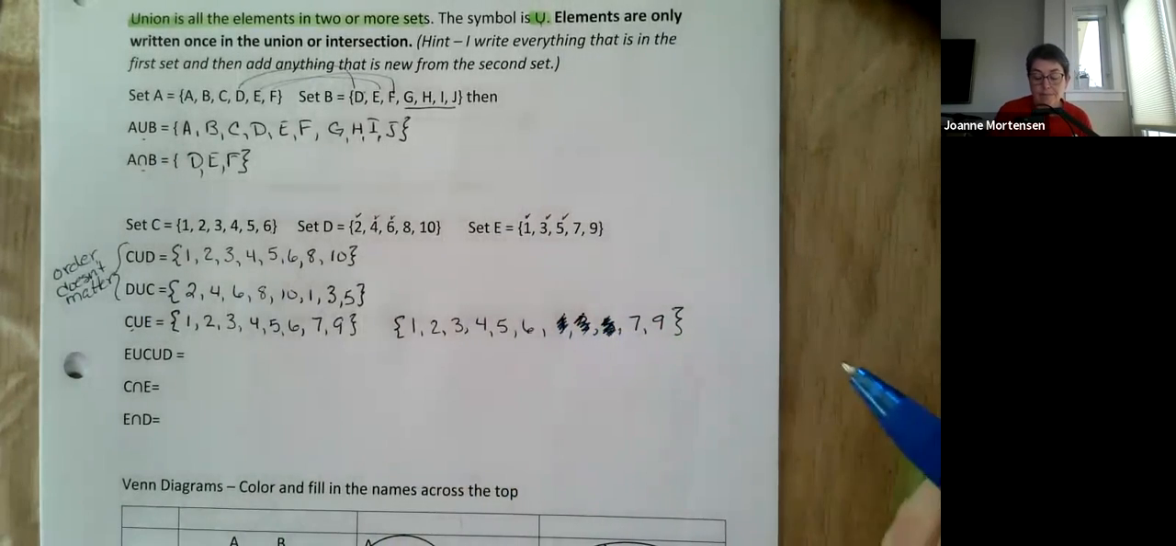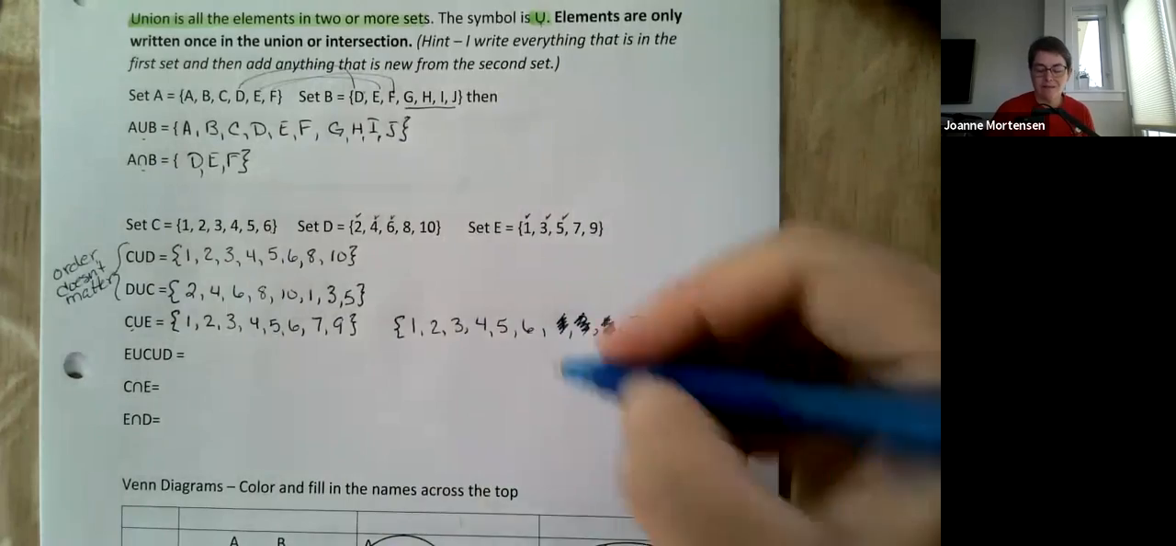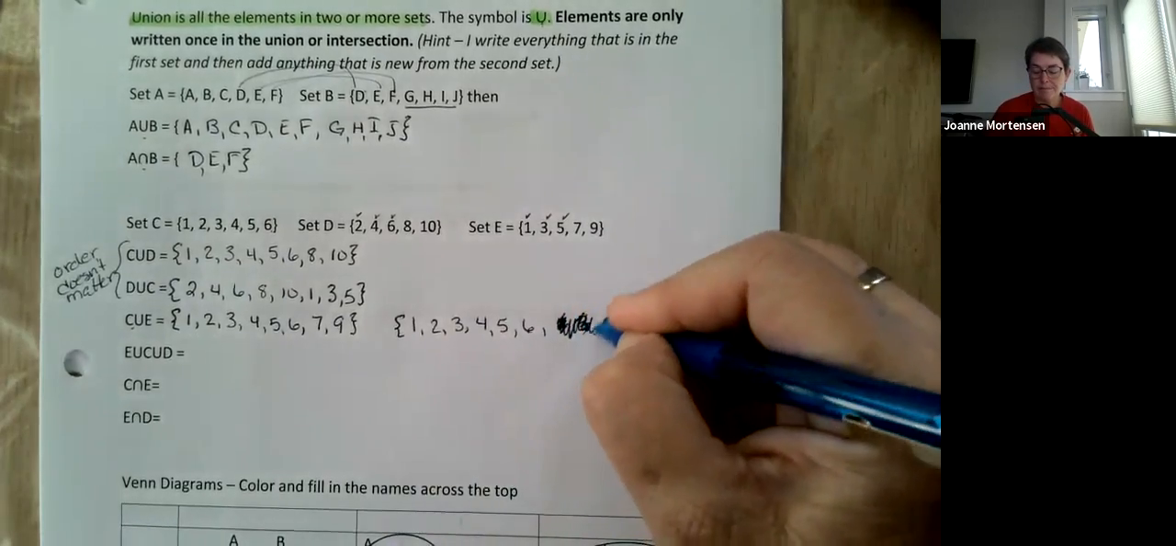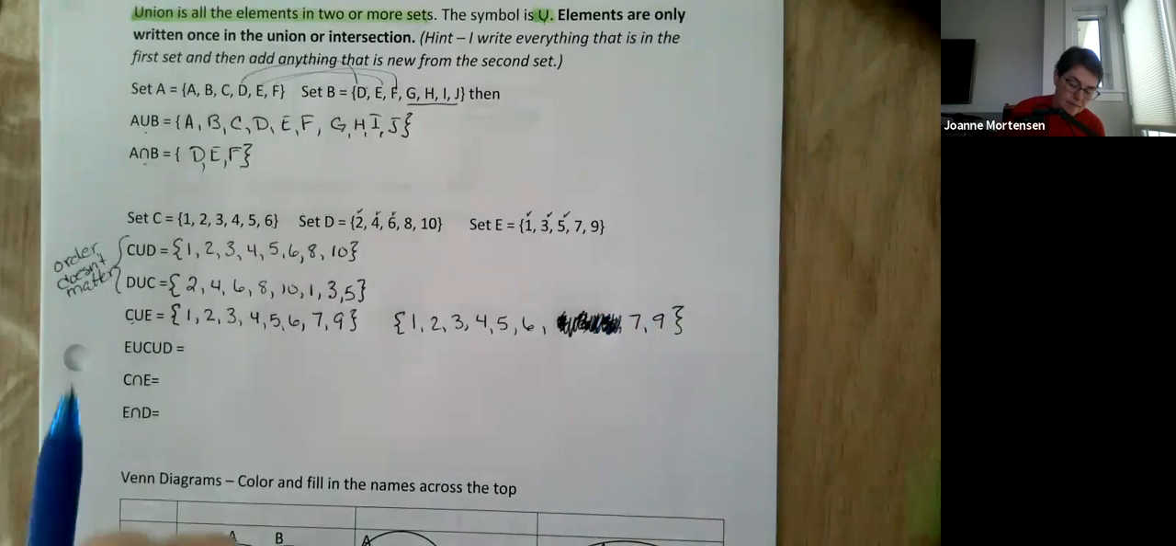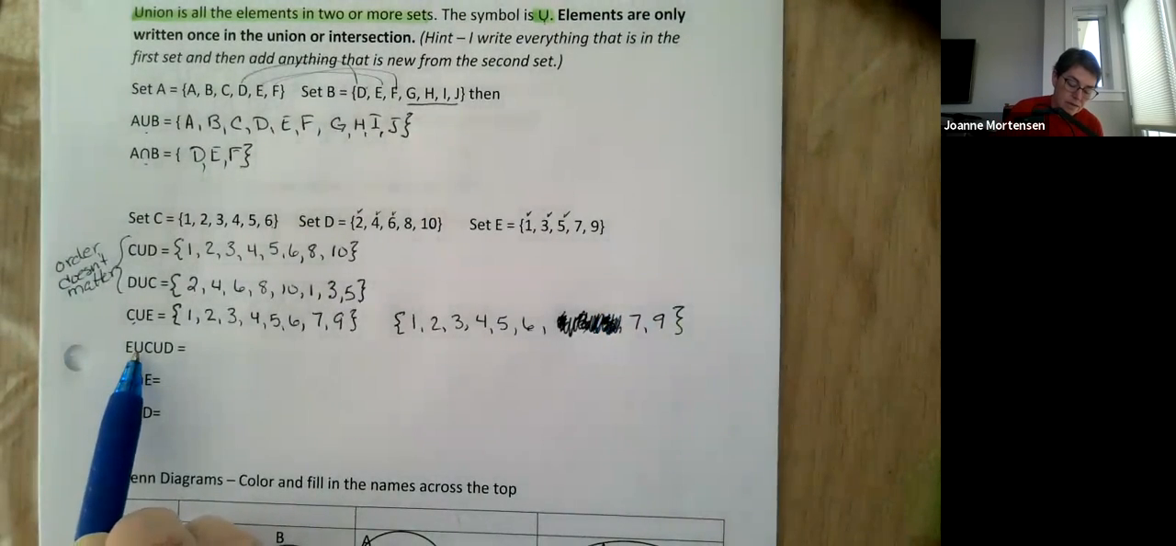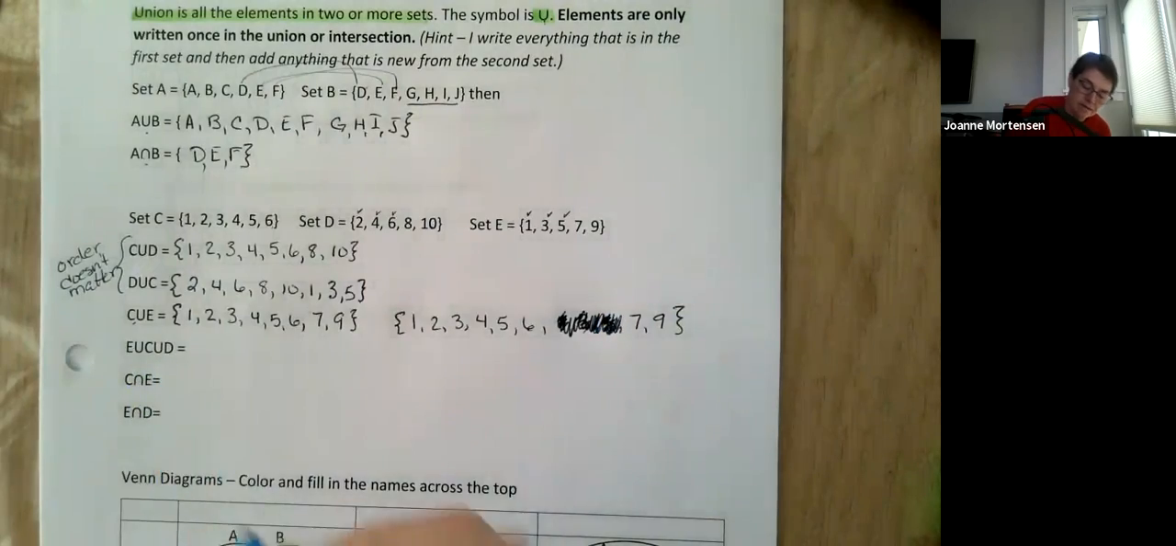There you go. I guess that's an option. You could just write both of them and then cross out anything that shows up twice. That's just silly. Okay, so however you want to do it, make a plan, stick to it. E union C.